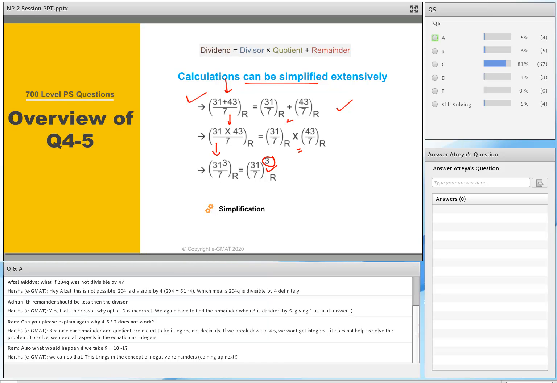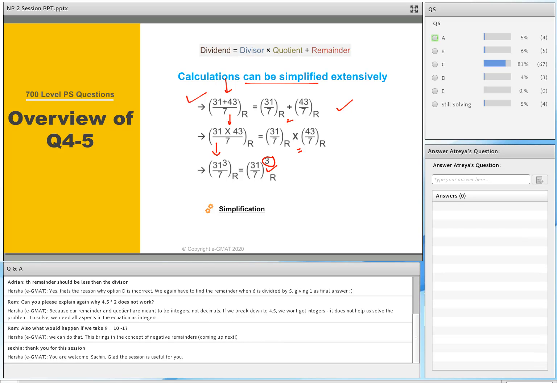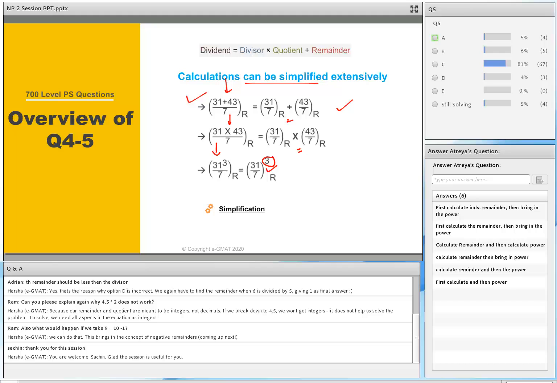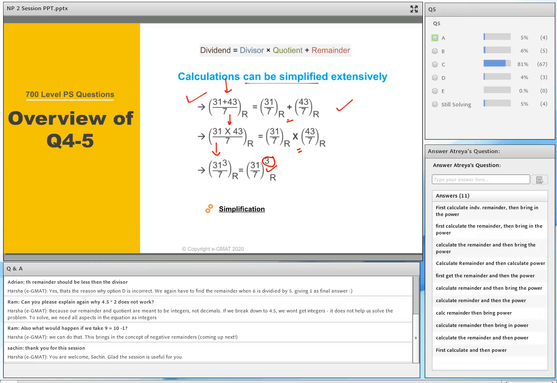First calculate the remainder, then bring in the power. Can you please write that down for me? It's kind of small exercises that we used to get in childhood, right? In the short answer poll, first calculate the individual remainder, then bring in the power. Thanks a lot for this, guys. I just wanted you to write this down so that you have this in your head, because it would be required in a question that we have over here.